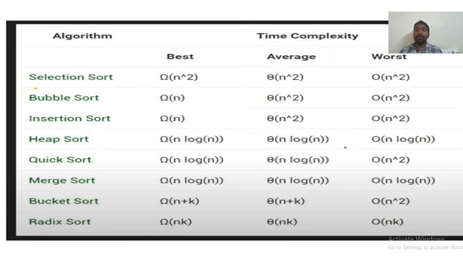We know there are many algorithms for sorting. For every sorting algorithm, this is the formula we use. These are given here: the best case, average case and worst case of time complexity.